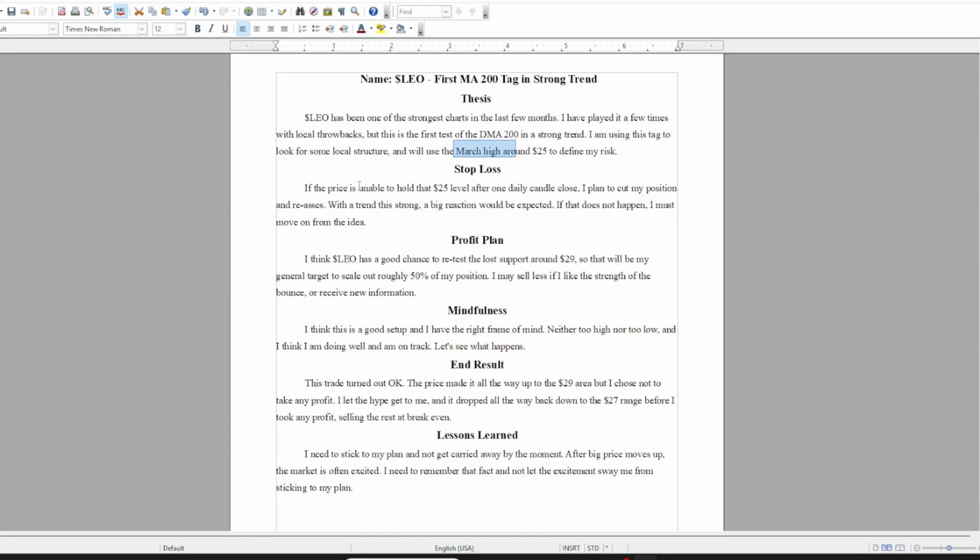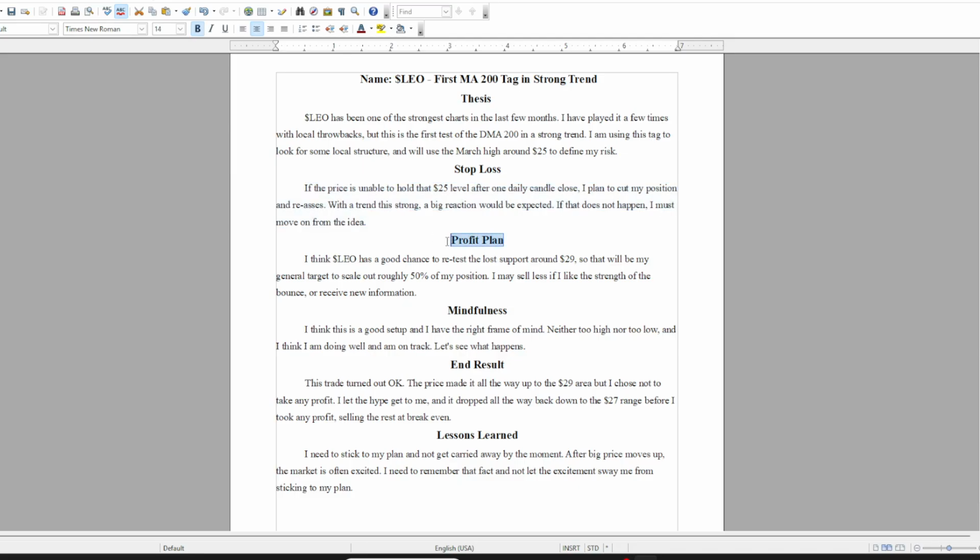And then the idea is, what's my stop loss? Well, if it doesn't hold that level at $25, here's my confirmation, one daily close. I plan to cut my position and reassess. However, with a trend this strong, a big reaction would be expected. So basically, it really should hold here because of the strength of the trend. And if it doesn't happen, I'm moving on from the idea.